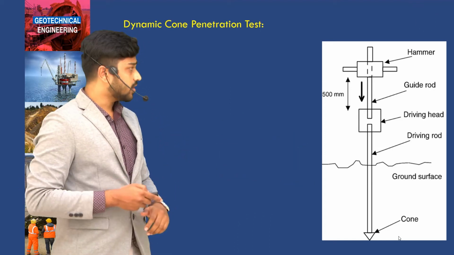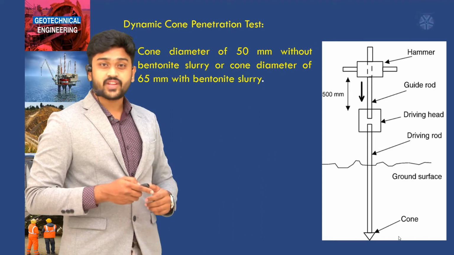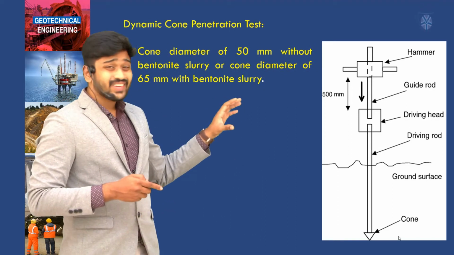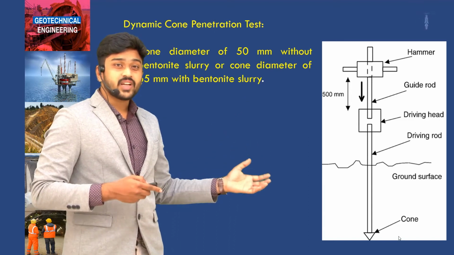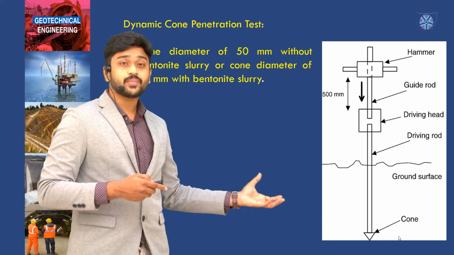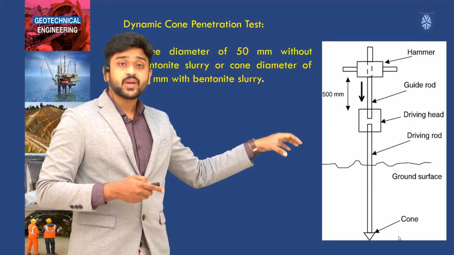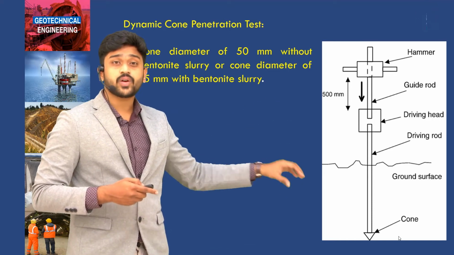Now if you look here, in this case the cone diameter is generally 50 mm, but there is a small difference. Along this cone arrangement there is a small gap, so that bentonite slurry can be passed through it, for the smooth movement of this cone.